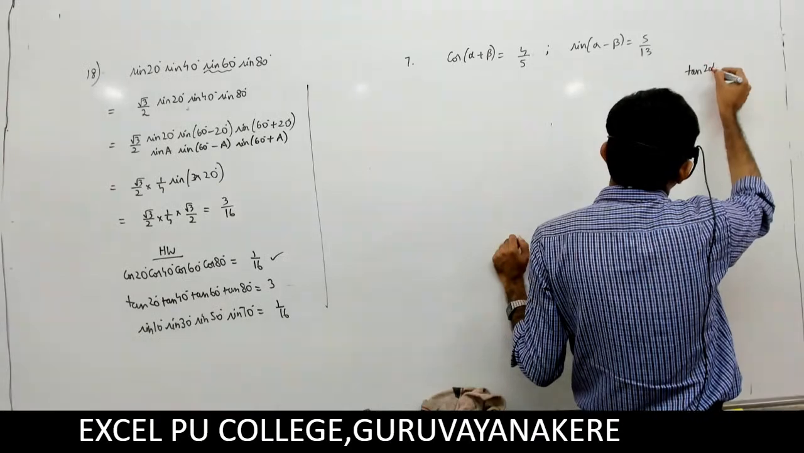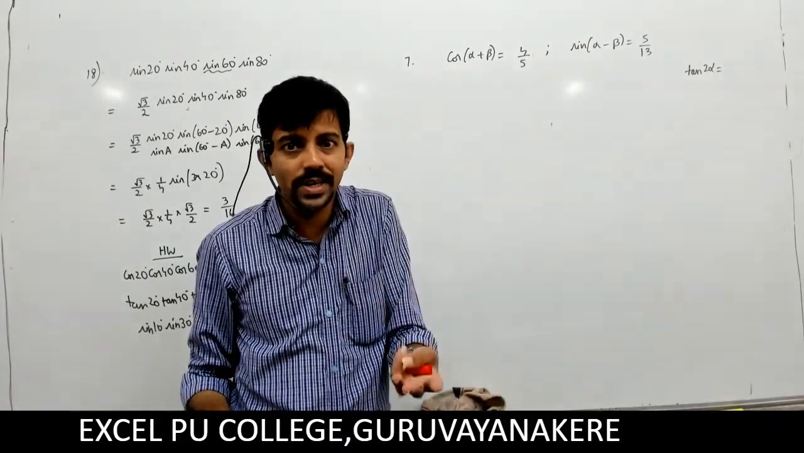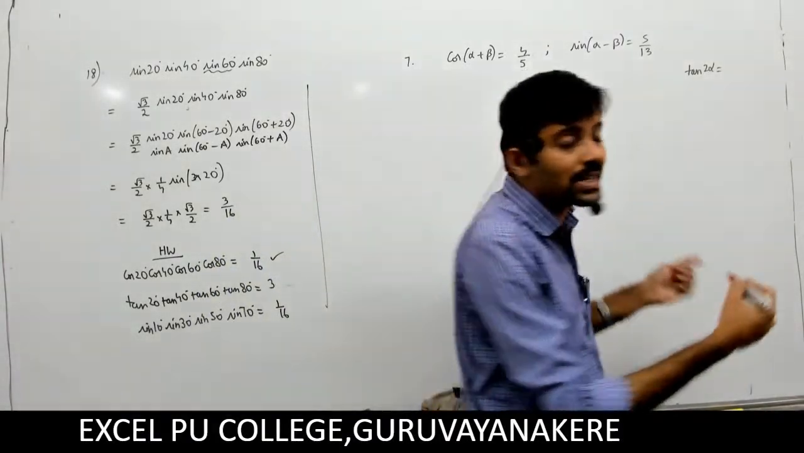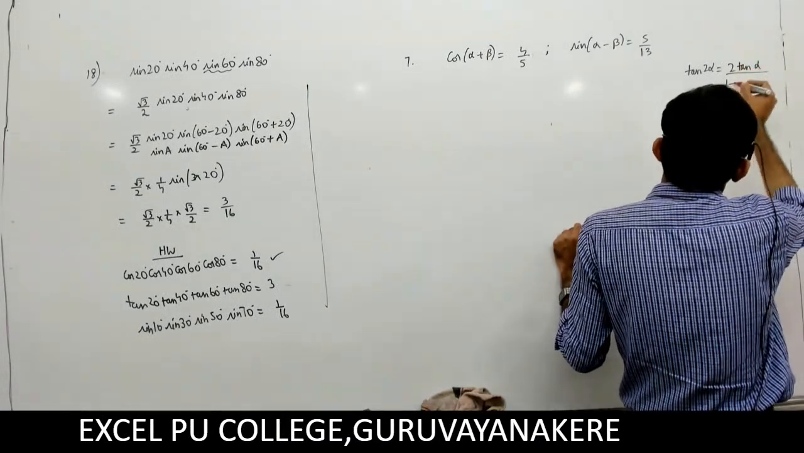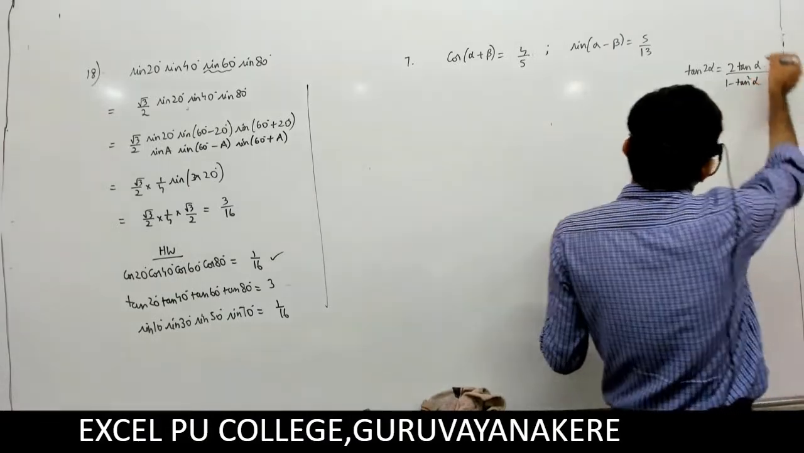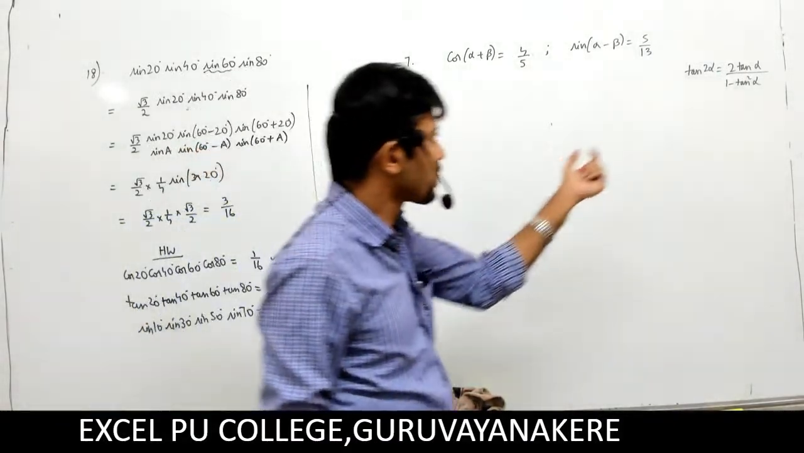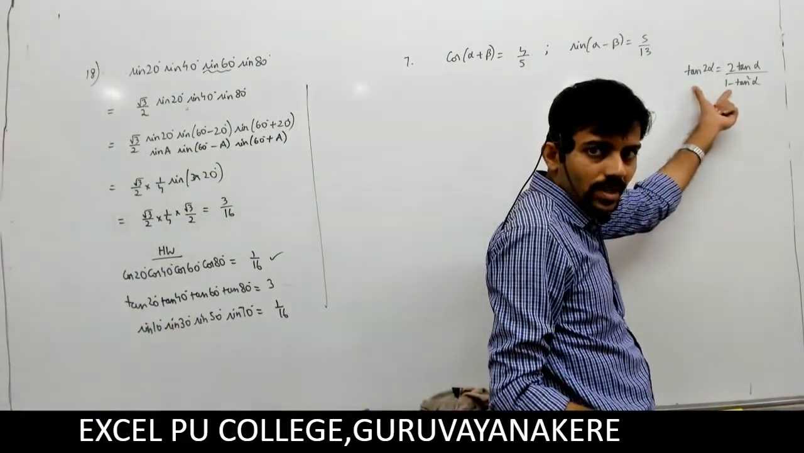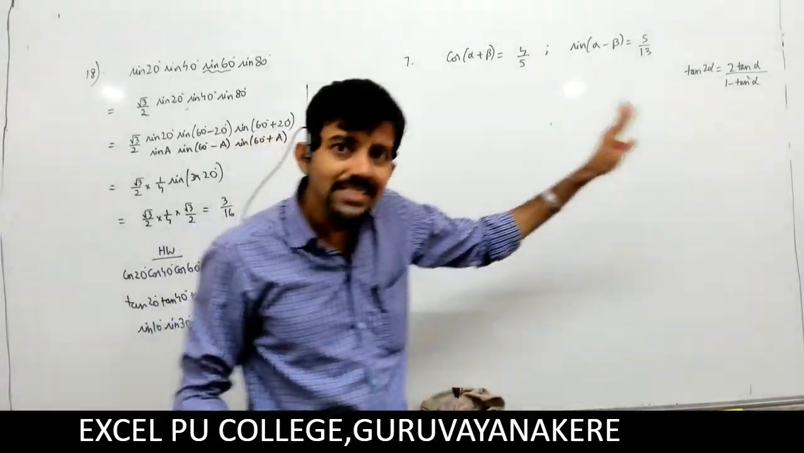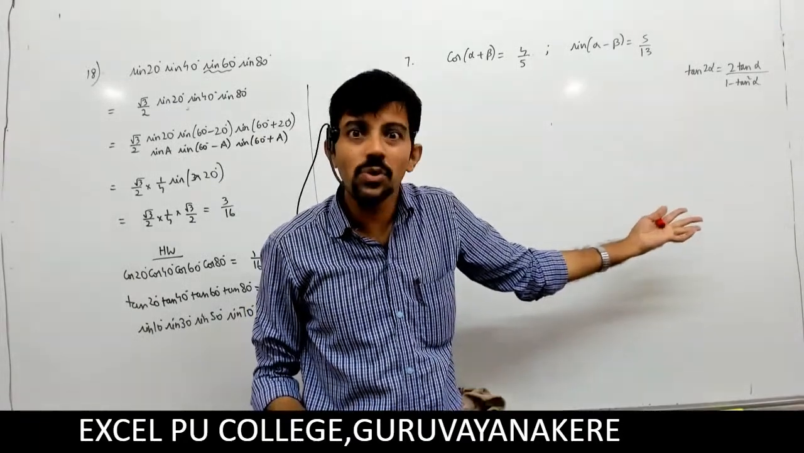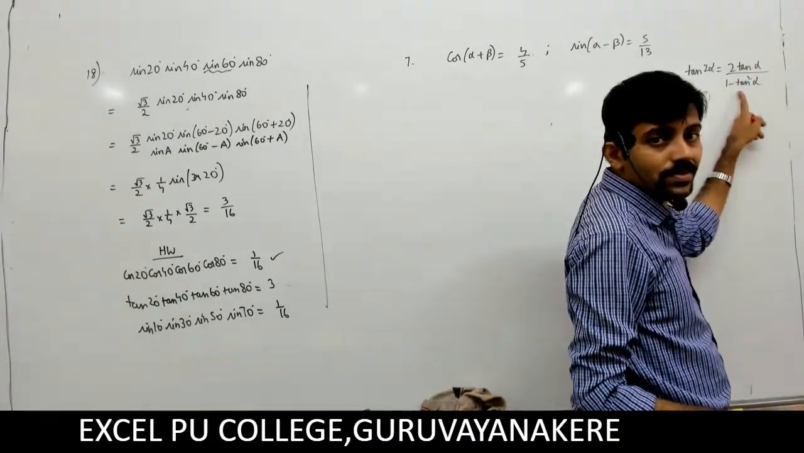Tan 2 alpha, we know the formula, right? Multiple angle formula, sin 2x, cos 2x, tan 2x we know. Tan 2x is 2 tan x by 1 minus tan square x. Tan 2 alpha is 2 tan alpha divided by 1 minus tan square alpha. Okay? This formula if you apply in this problem, we cannot get the answer. Formula is correct, but it's not applicable here.